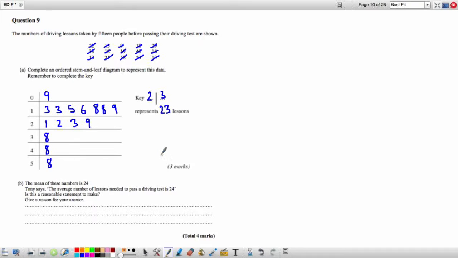In part B, we're told that the mean of these numbers is 24. So if we add up all of these numbers, the total, divide by 15, we will get 24. Tony says that the average number of lessons needed to pass a driving test is 24. Is this a reasonable statement to make? Give a reason for your answer.